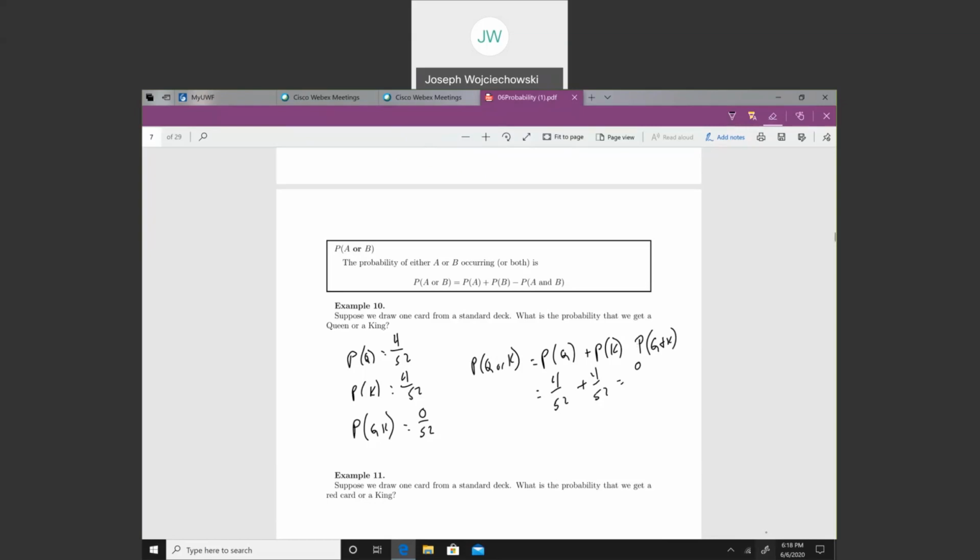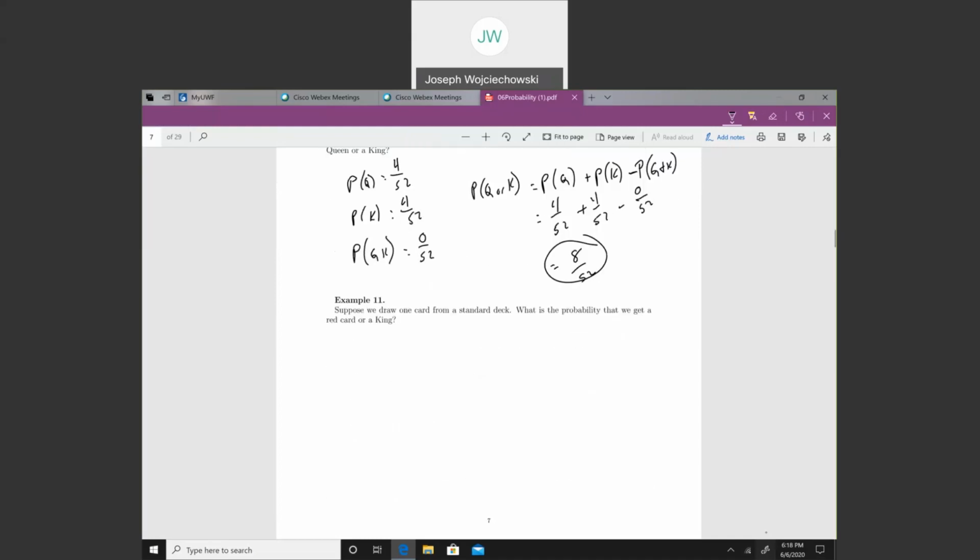Have to be careful with these formulas. Now, they will be given to you on the exams. Minus. And we add that up. And we get 8 over 52. So let's try one that makes a little more sense.